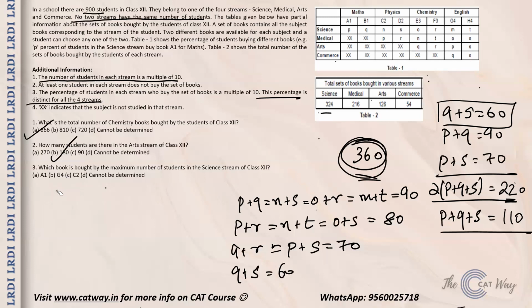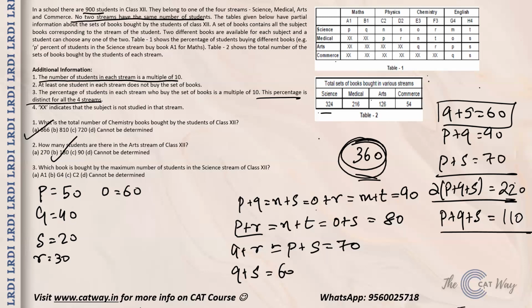Then what do we have is Q plus S is 60, so the value of P will turn out to be equal to 50. If P is 50, Q will be equal to 40. If Q is 40, then Q plus S is 60, S will be equal to 20, right? Now what you have is P plus R is 80. If P is 50, R will be equal to 30. Then what you have is O plus R is 90. If R is 30, O will be equal to 60.